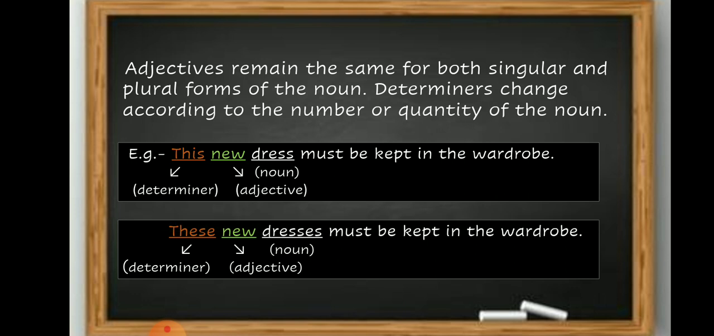Now in the second sentence, I have used the plural form of the noun dresses, and as you can see, the determiner has also changed. Instead of this, I have used these over here, but the adjective remains the same, new. So these new dresses must be kept in the wardrobe.